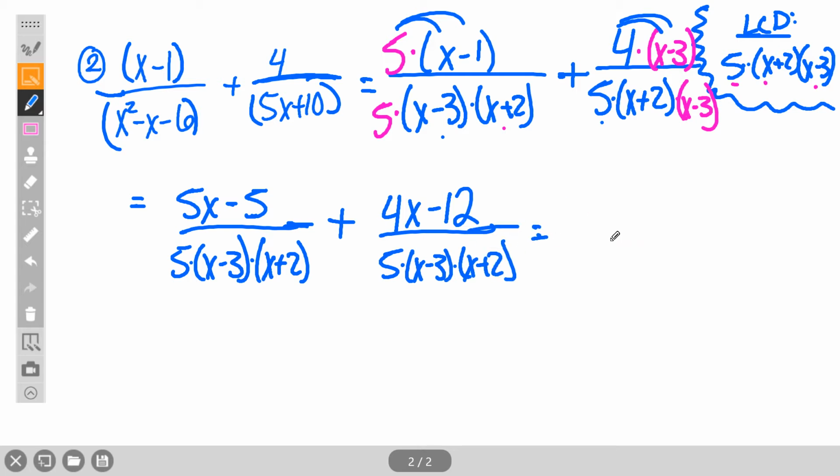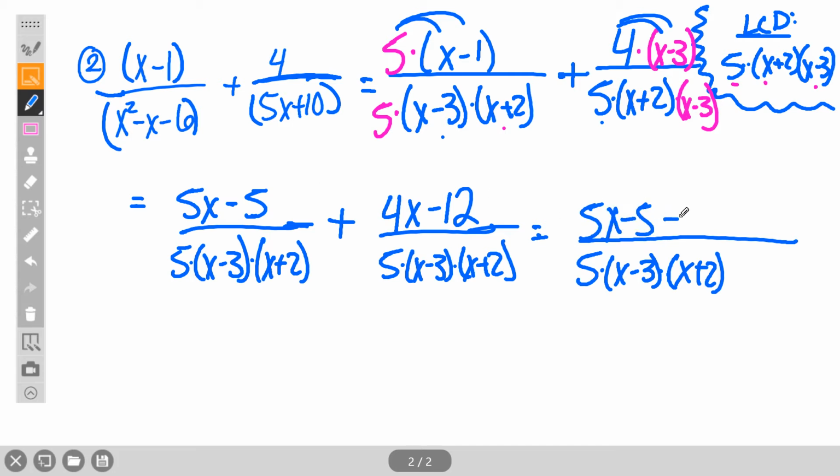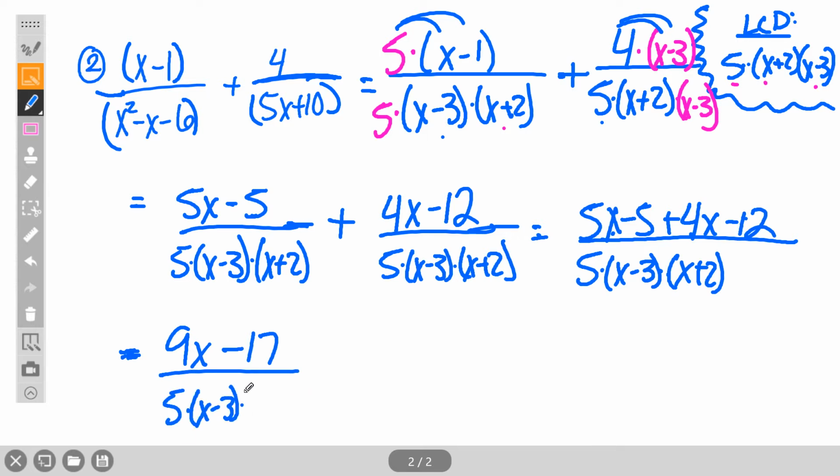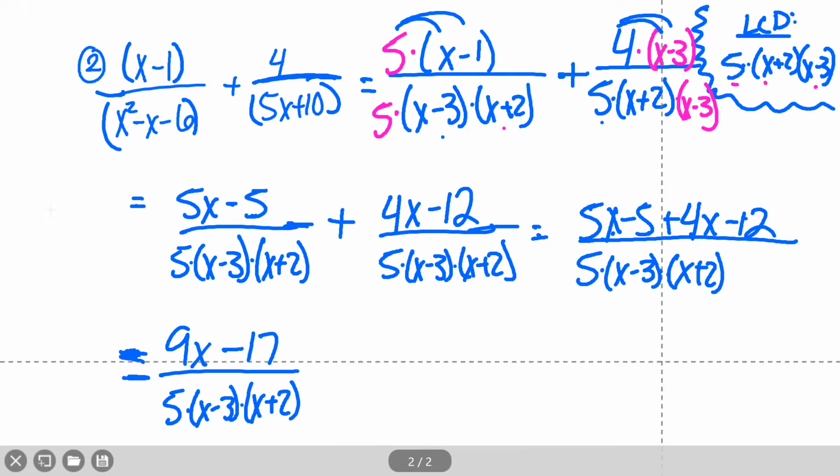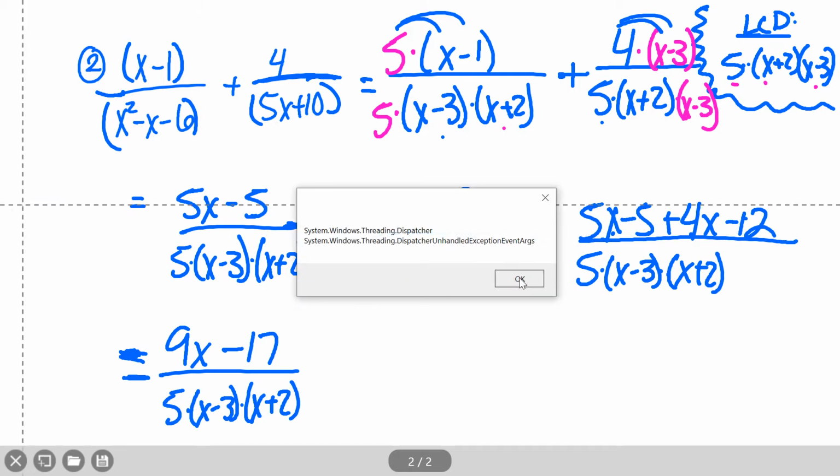So now that the denominators are the same, we can combine the numerators. So the denominator is the same, 5, x minus 3, and x plus 2. But the numerators, so 5x minus 5 plus 4x minus 12. We'll combine the like terms, so 5x and 4x is 9x. A negative 5 and negative 12 is negative 17 over 5 times x minus 3 times x plus 2. Now at this point, we look at the, oh boy.